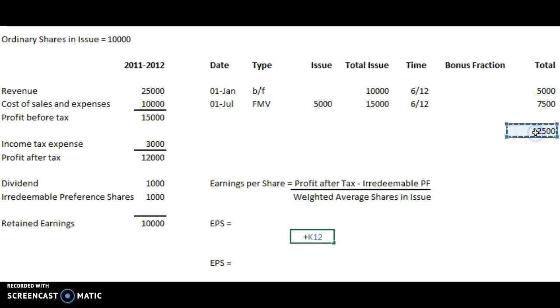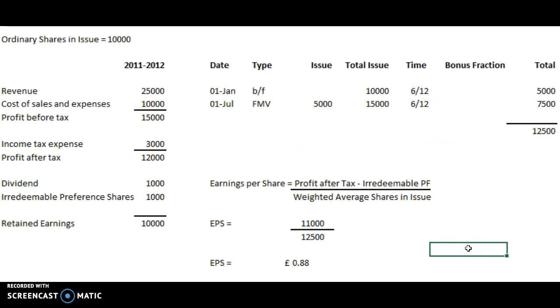So we can add in 12,500 there. Profit after tax 1,200 less the irredeemable preference shares of 1,000 gives us 11,000. Tidy that up. 11,000 over 12,500 will give us a final figure of 0.88. So that's 0.88 pounds or 88 pence or cents, depending on what currency you're working in. So that is the earnings per share.